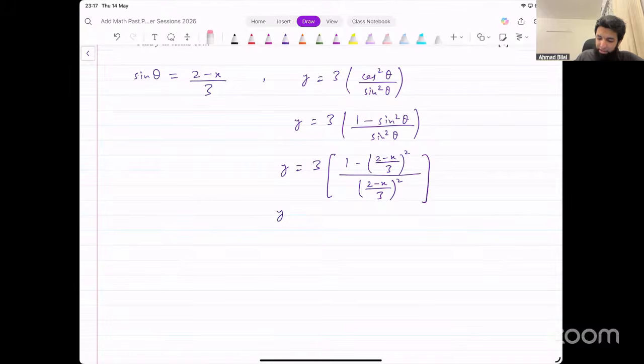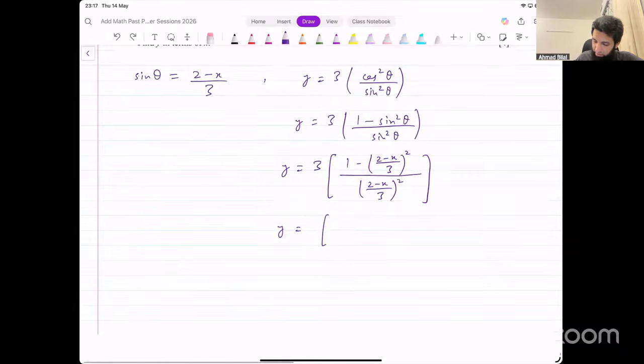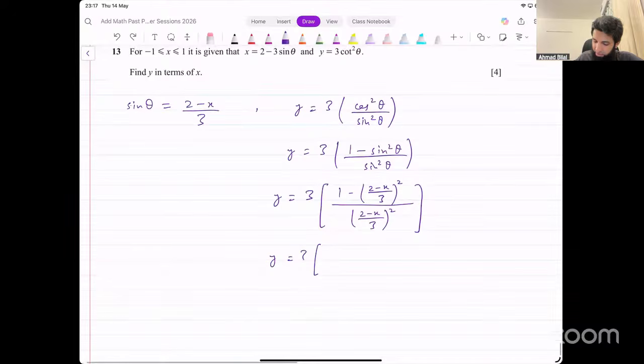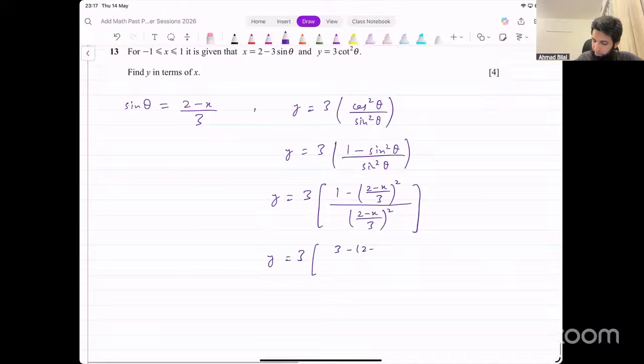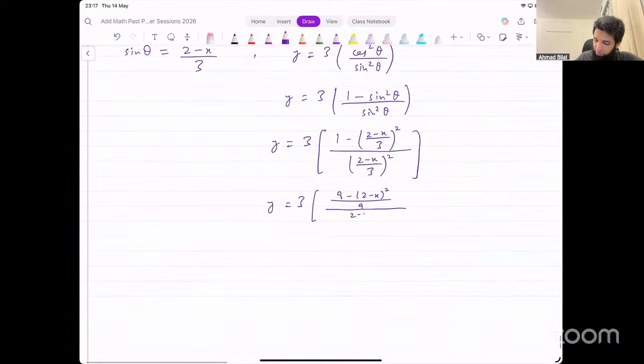In the numerator, let's take LCM. What does that give us? If we take LCM in the numerator, remember this is a square. Do not forget the square on top. I would get, if I take LCM, 3 outside as it is, 3 minus 2 minus x whole squared divided by 9. Okay, not 3, it's going to be 9. 9 minus this. Similarly, in the denominator, we have 2 minus x whole squared divided by 9.